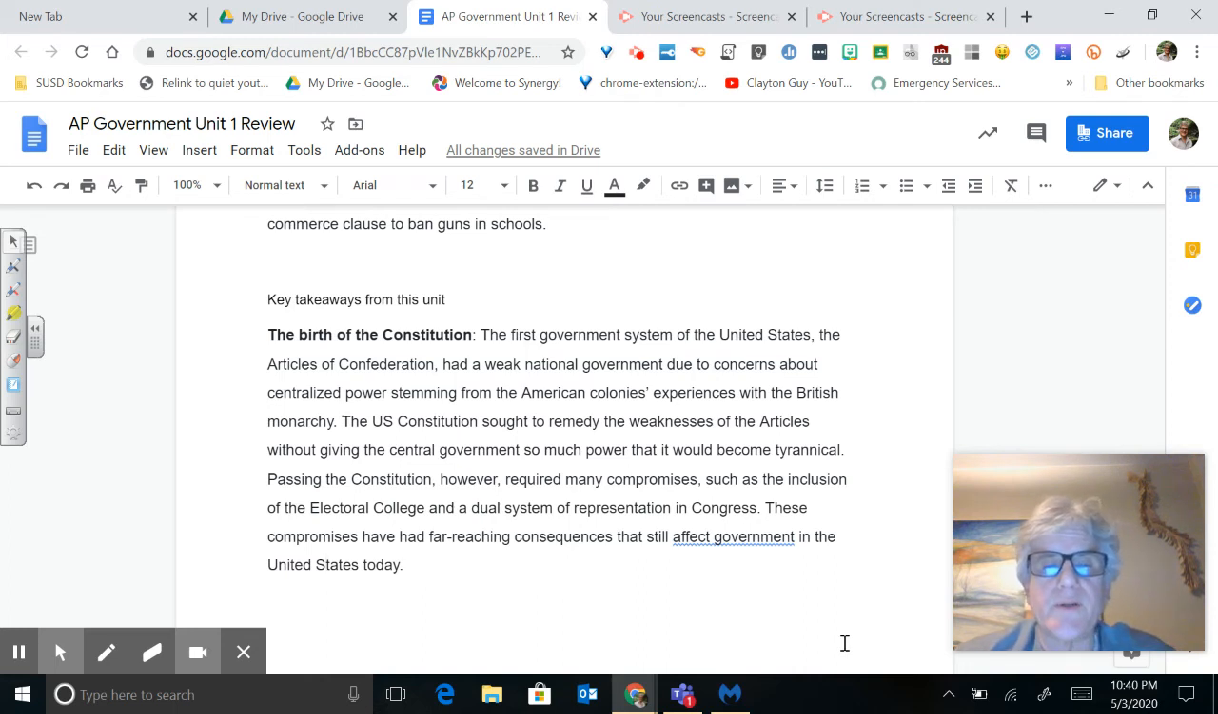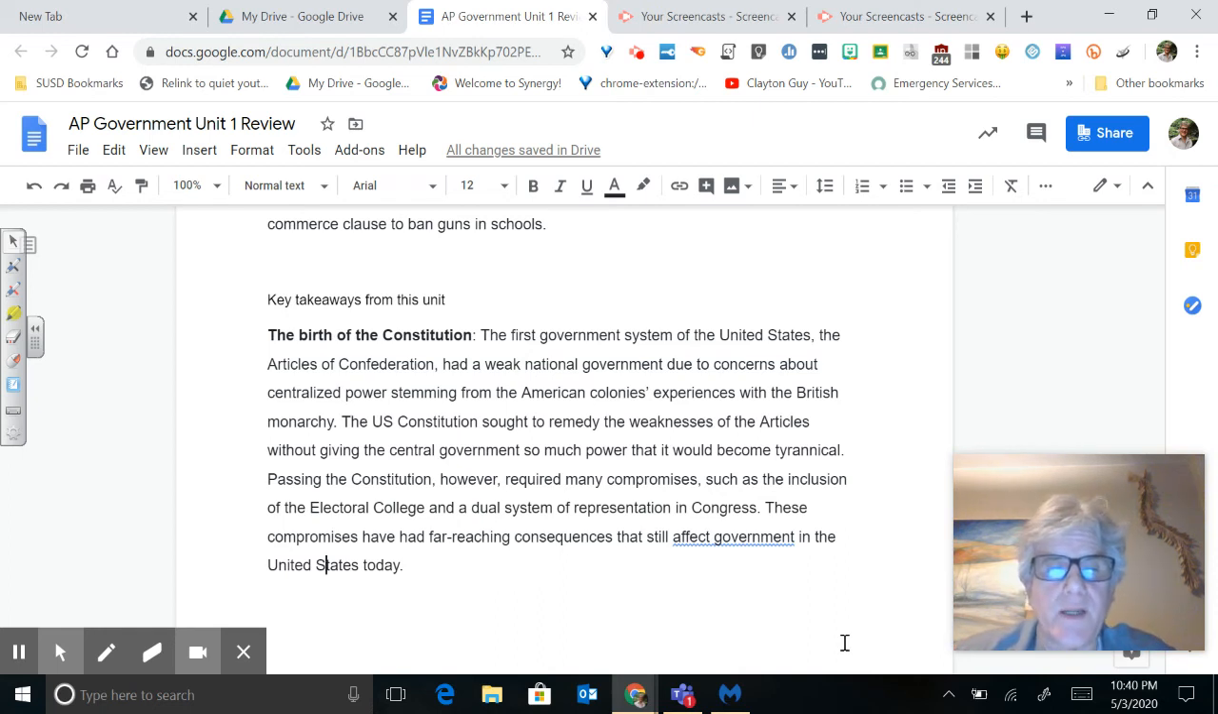The U.S. Constitution sought to remedy the weaknesses of the Articles without giving the central government so much power that it would become tyrannical. So the Articles could not tax, the Constitution could tax. The Articles of Confederation could not raise an army. The Constitution allowed for raising an army. So all of the weaknesses of the Articles were fixed with the Constitution.